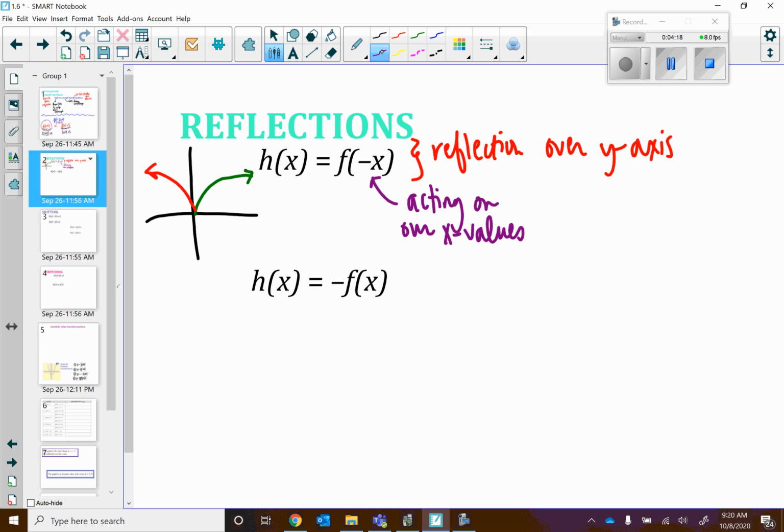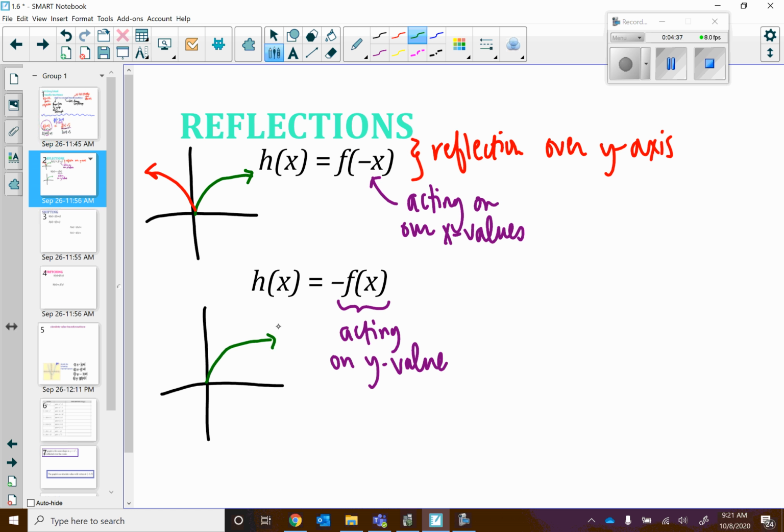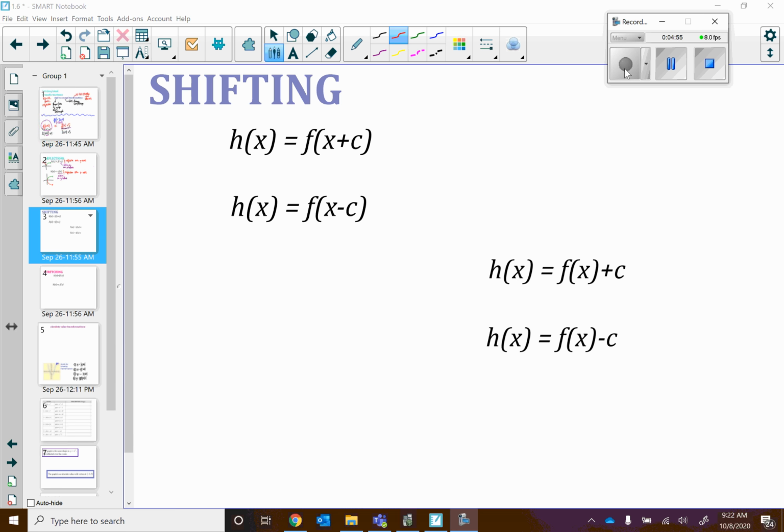If I have h of x is equal to negative f of x, notice that this negative sign is actually acting on the y value, right? Because f of x stands for y. So in this case, if I have a function, let's say this is my function, and I change all these positive y's to be negative y's, I have been reflected over the x-axis. Reflection over the x-axis.